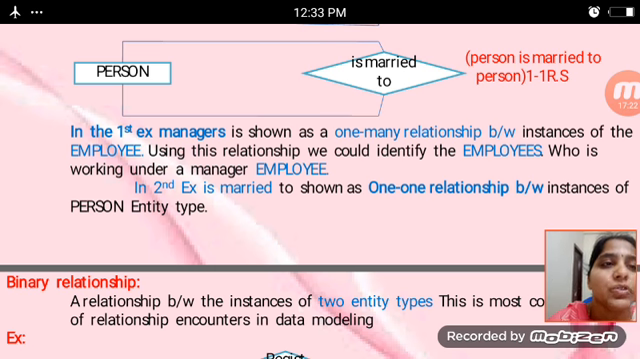He manages so many employees. And then the second example, "married to," is shown as a one-to-one relationship between instances of the person entity type. One person has one marriage, like that. We are taking an example for this only. And then the next one, unary.